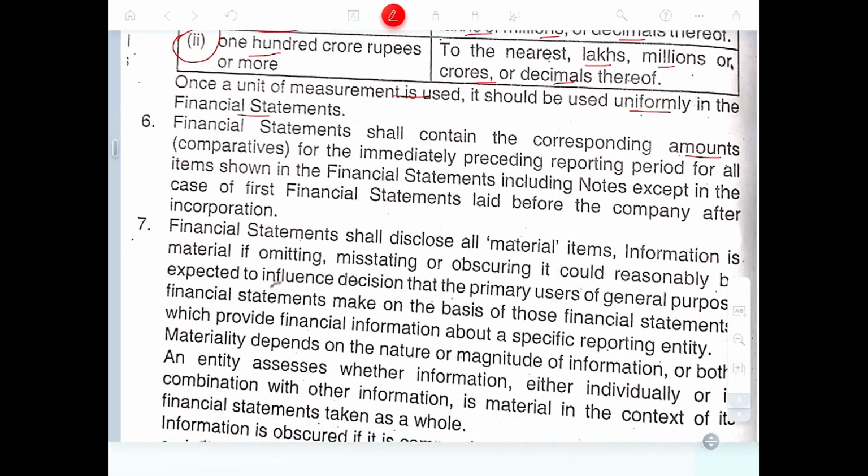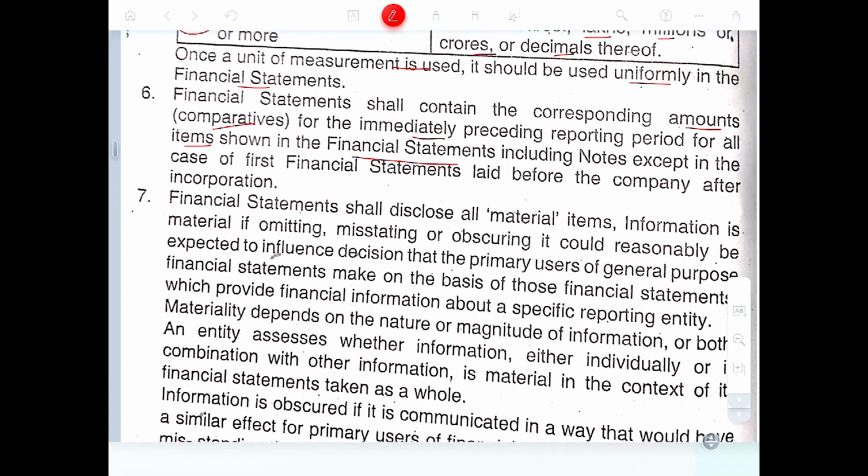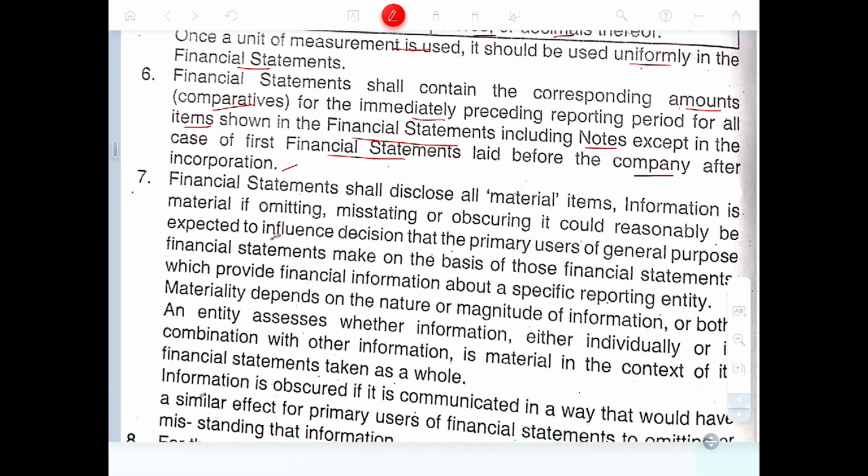The financial statements shall contain the corresponding amounts relating to the immediately preceding financial year for all items shown in the financial statements including notes, except in the case of financial statements laid before the company after incorporation.